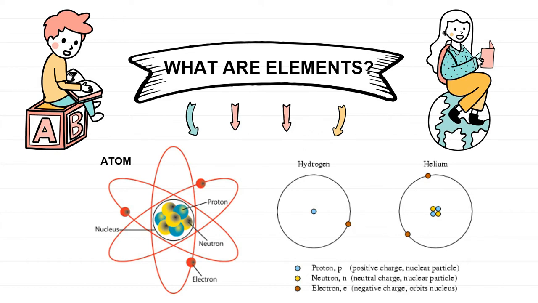In hydrogen we have one electron, so there is one electron present outside the nucleus, and in the nucleus there is one proton. Similarly, in the case of helium, there are two electrons, so there are two neutrons and two protons. Here, blue gives the proton, yellow gives the neutron, and orange represents the electron. So that's all about the element.